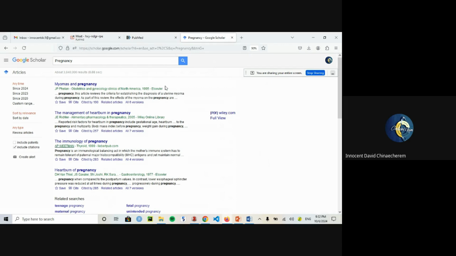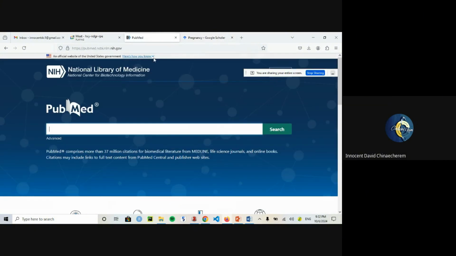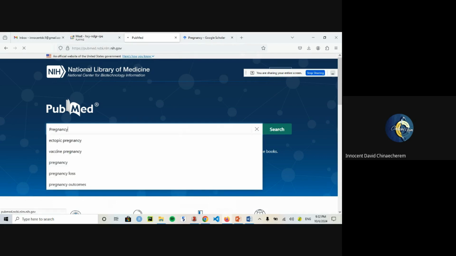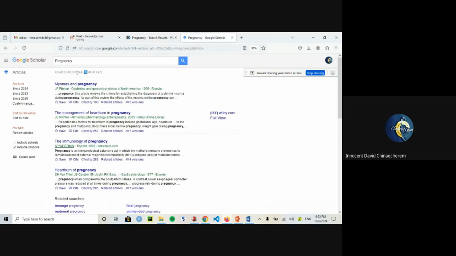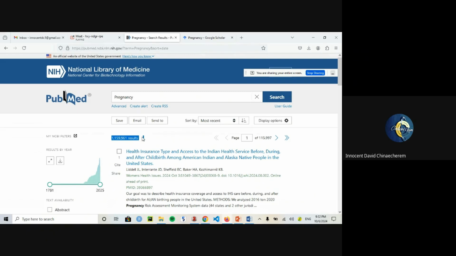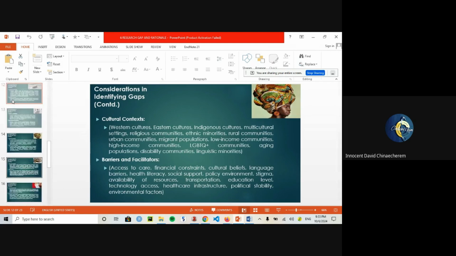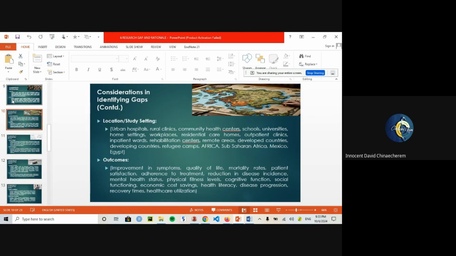Right? Good. Now, there's something I want to say. If you see the results for pregnancy, it's 3 million results, right? If you search it on here, you're getting a million and something results. You wouldn't want to be screening a million and something results, right? So what you need to do is use the considerations that we have explained on the slides, right?